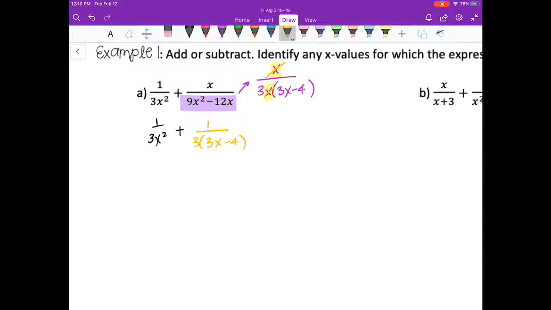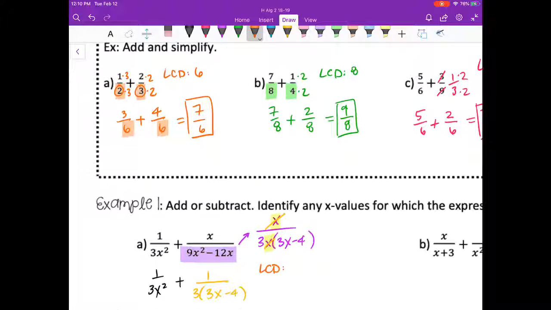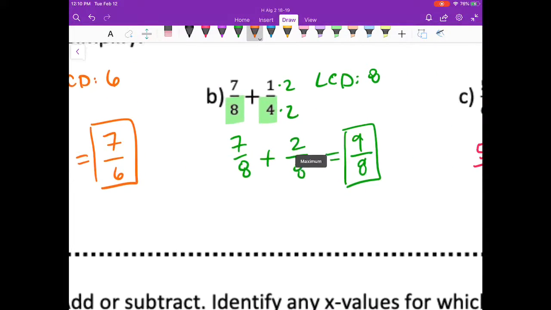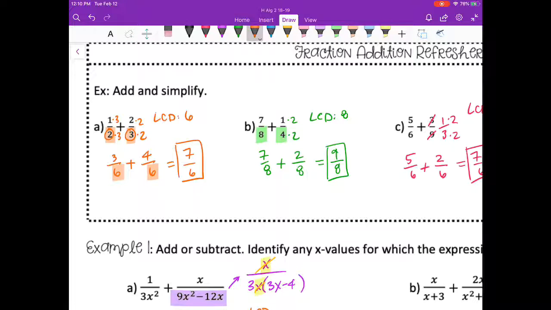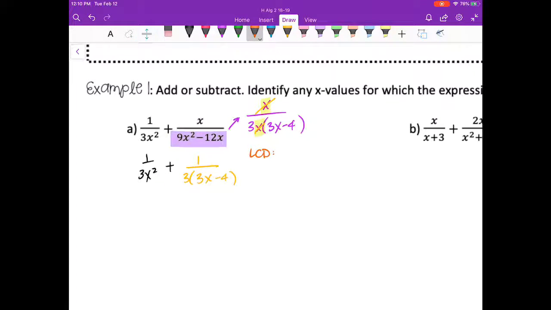So now, as we are working through what we need our least common denominator to be, let's think about what we've got for our factors. So up here, our least common denominator we took by taking 3 times 2. But over here in example B, we had some common factors, right? The 4 was common in both, so we didn't need it twice. So this time around, our factors of our first denominator are 3, x and x, or x squared. And then in our second denominator, we've got 3 and 3x minus 4. So we want the least common multiple of all of those.